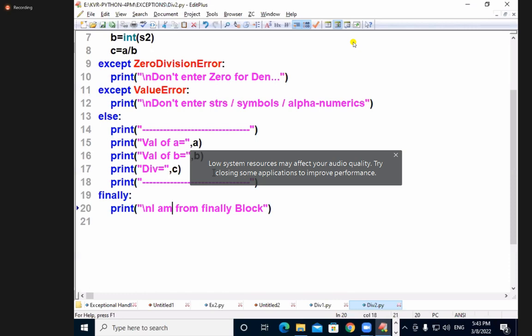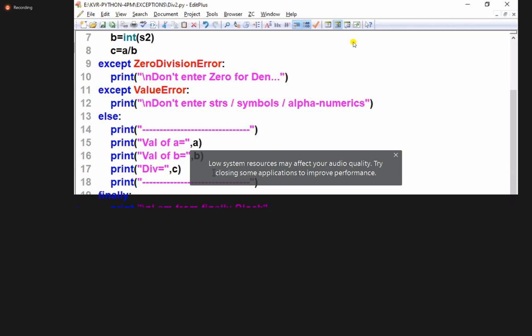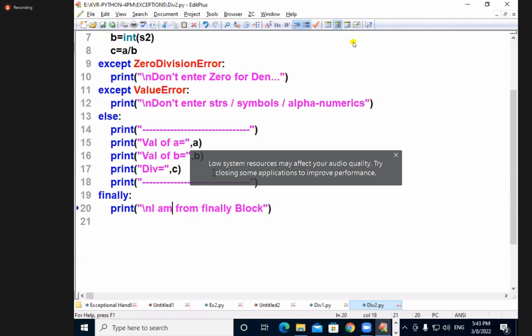Mandatory means compulsory. Is the finally block mandatory to write or optional to write? Mandatory to execute when I write it, or optional to execute? Yes. Is the else block mandatory to write or optional to write? Mandatory to execute or optional to execute?